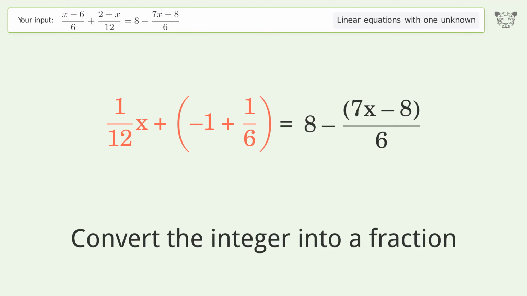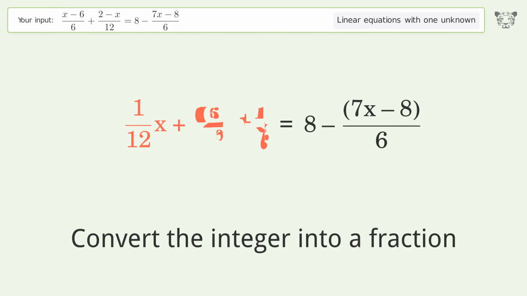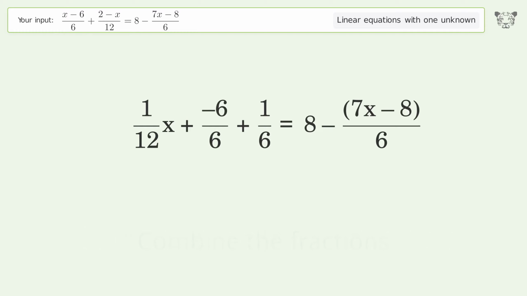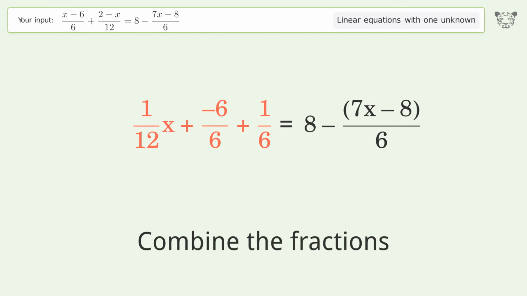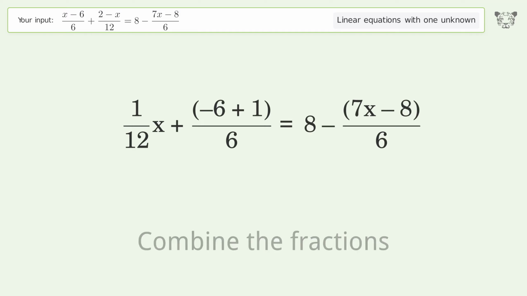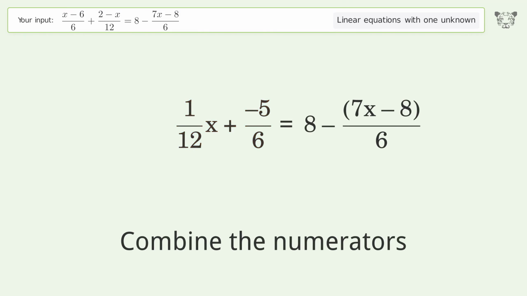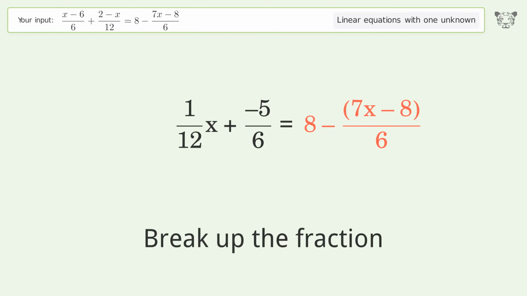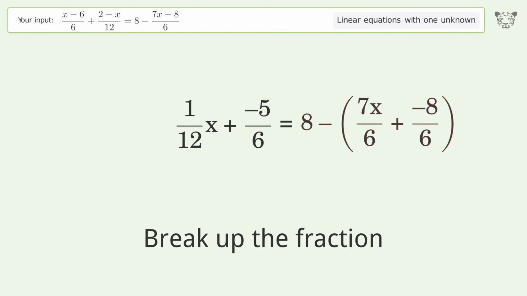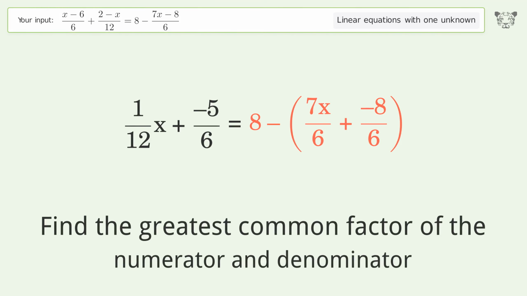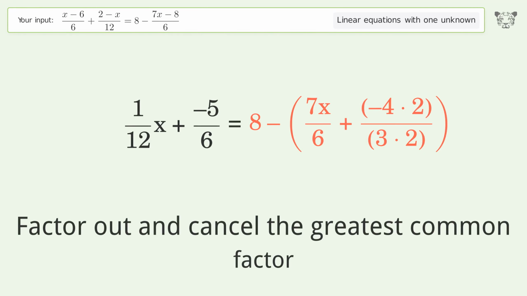Convert the integer into a fraction. Combine the fractions. Combine the numerators. Break up the fraction. Find the greatest common factor of the numerator and denominator. Factor out and cancel the greatest common factor.